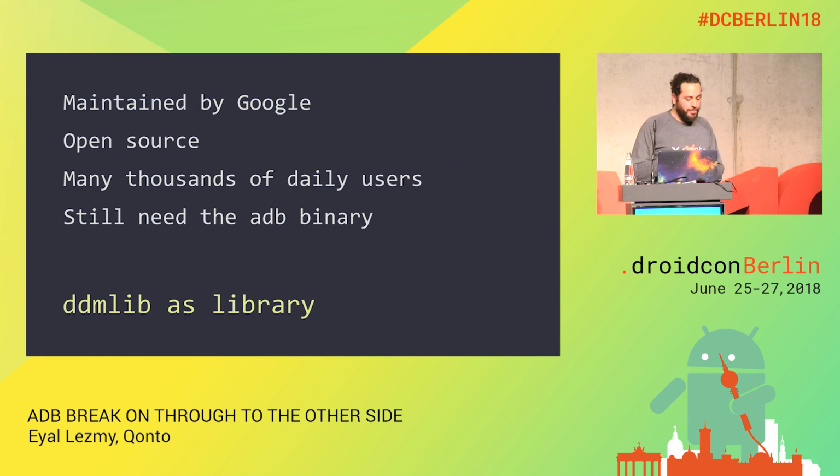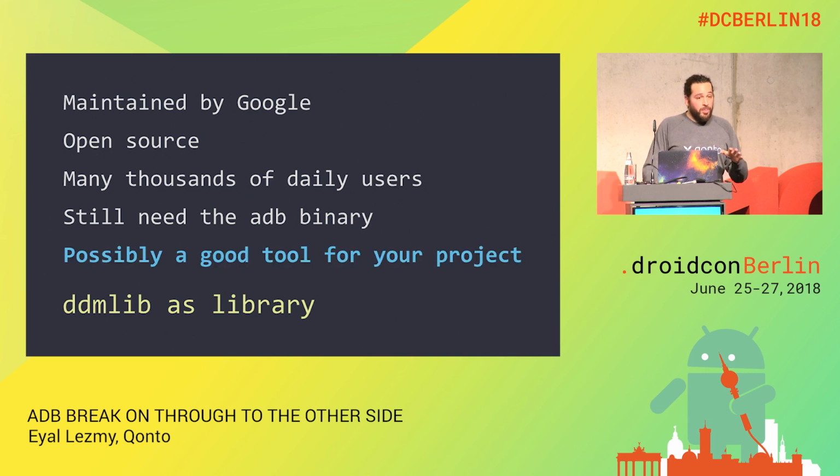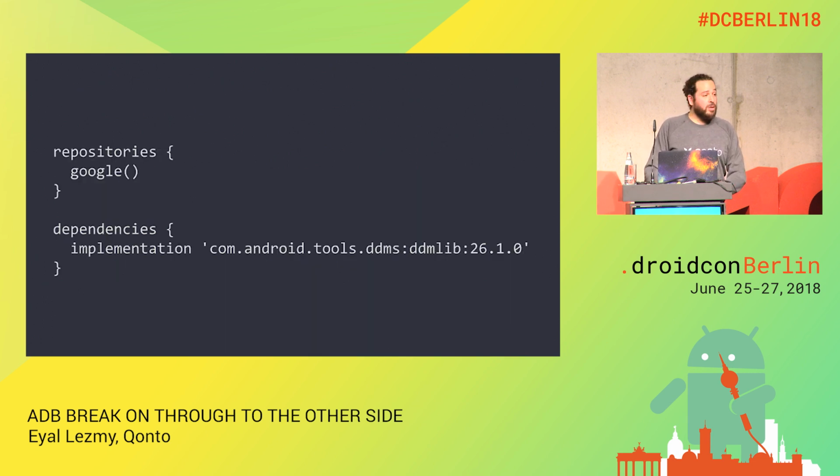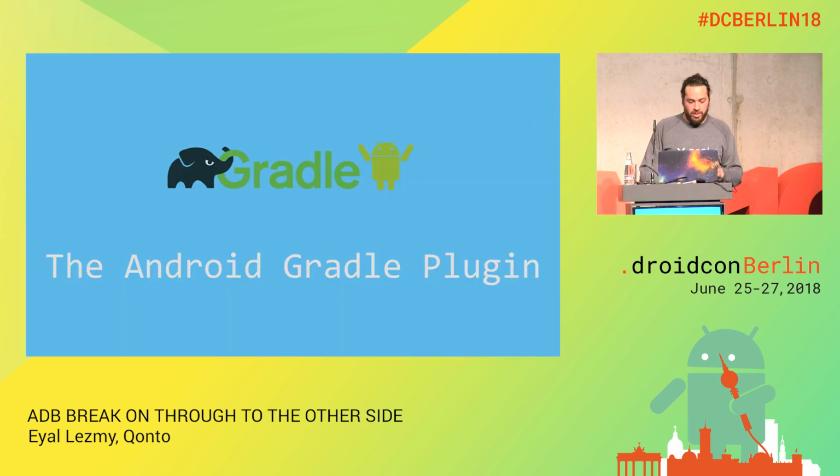A few other points about DDMLib. It's maintained by Google. It's fully open source. You have many thousands of daily users because you are all users of DDMLib. And the only drawback, which sounds pretty logical, is that you still need the ADB binary. For me, you should consider using it if you want to communicate from a JVM side application with ADB, because it's a very good tool. It's really bulletproof, and very easy. And something really awesome: it's hosted on the Google repository, so you can download it today, which is like a keynote announcement, but not from me. Yeah, it's available already on the Maven repository from Google.